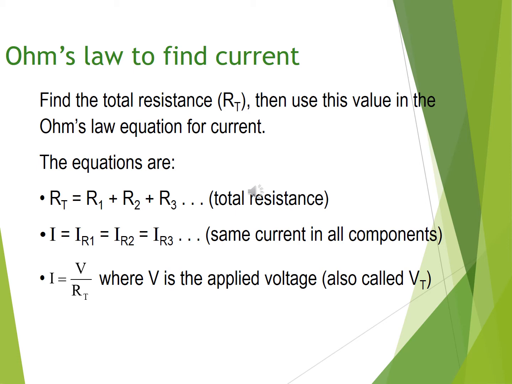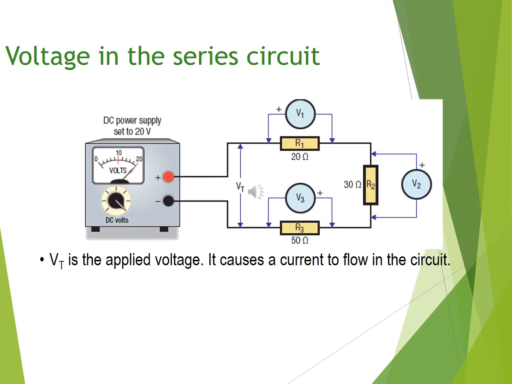To calculate the total current in a circuit, you could simply say the total current, IT, would be equal to VT, the total voltage applied to the circuit, divided by the total resistance of the circuit. That would give you the total current. And once you have the total current, you also have the current through each and all of the resistors. So yeah, series circuits.